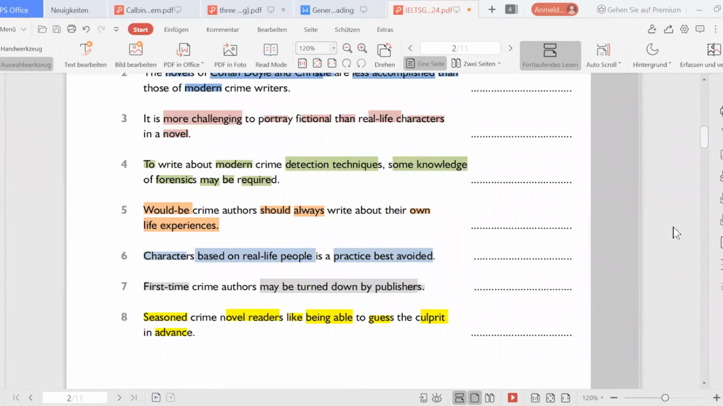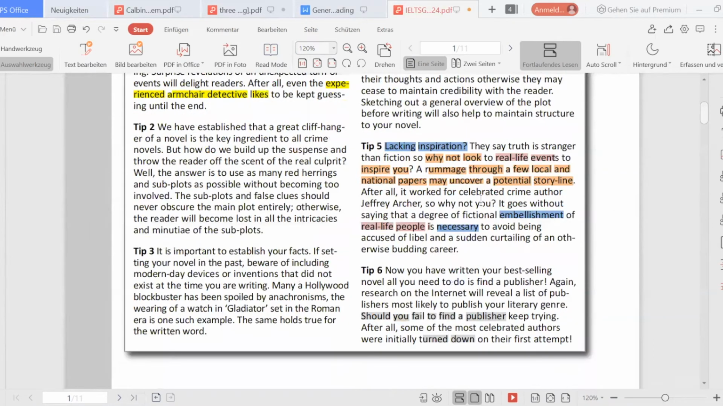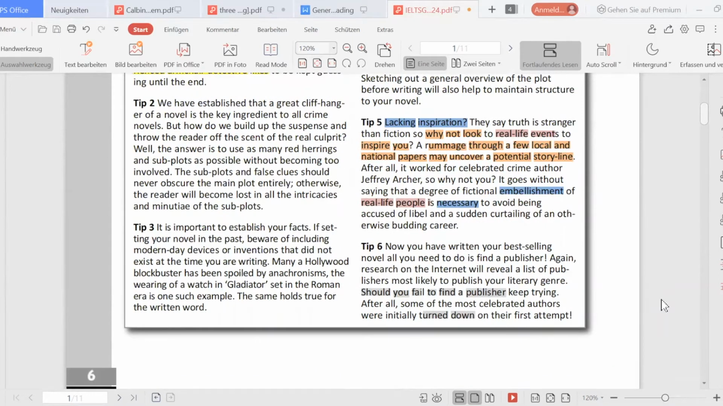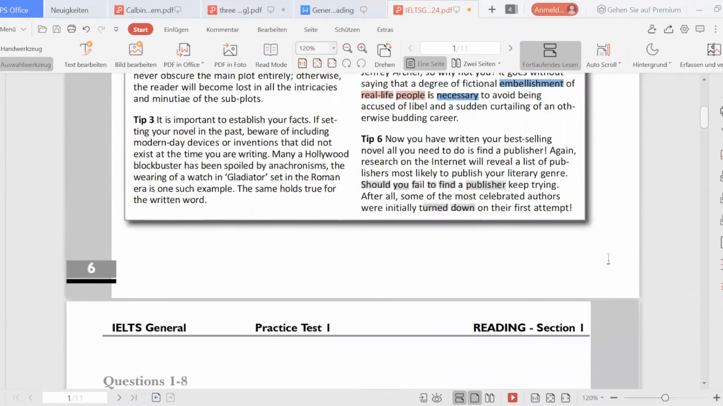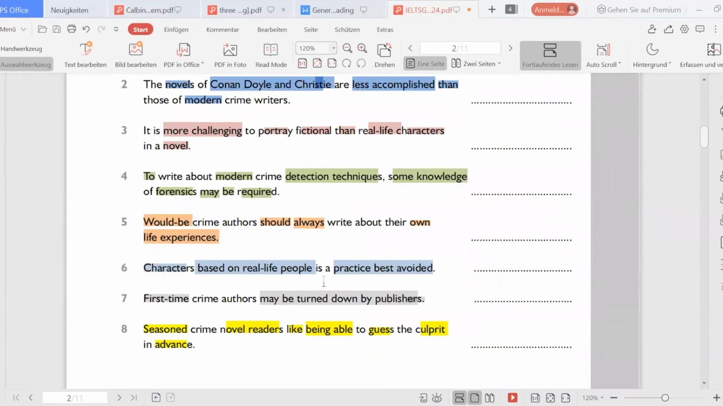Statement 7: first-time crime authors may be turned down by publishers. So my keywords are first time, the modal verb may, turn down, and then by publishers. I go on from where I read the sentence to the previous question. So I start reading from tip 6, and lo and behold, you've got a statement that says, should you fail to find a publisher? So I've got my keyword publisher, and then you've got the phrase turn down, which is similar to here. Actually, it's direct. You've got the same phrase here, turn down, turn down.